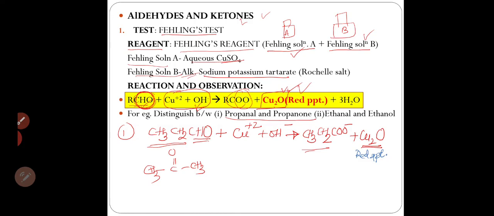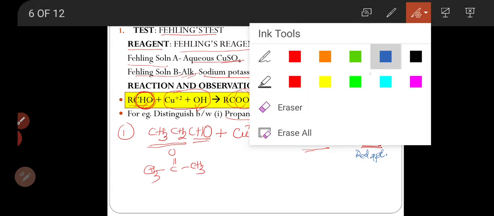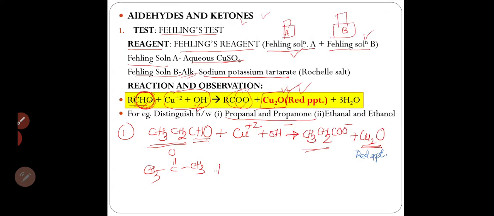Okay. The next one is your ketone. And what happens in the ketone? If you do the same test using the same reagent, you will not get a red precipitate. No red precipitation. Why? Because this thing will not happen. The reaction will not occur at all. So whatever you have just stays. That means you will not get Cu2O, so there will be no formation of red precipitate. Okay, this is how you have to do it.